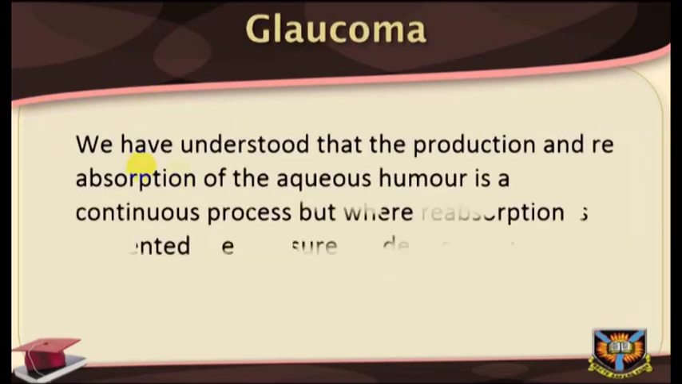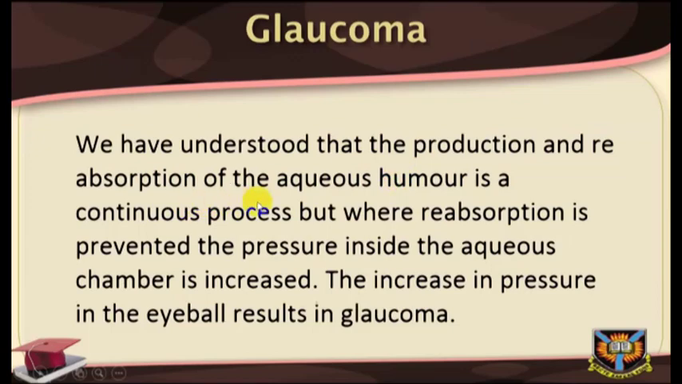Glaucoma. You have understood that the production and reabsorption of the aqueous humor is a continuous process, but where reabsorption is prevented, the pressure inside the aqueous chamber is increased. The increase in pressure in the eyeball results in glaucoma. The patient gets pain in his eyes and he sees color rings around a flame. As this continues, the extraordinary pressure causes the receptor cells to disintegrate.